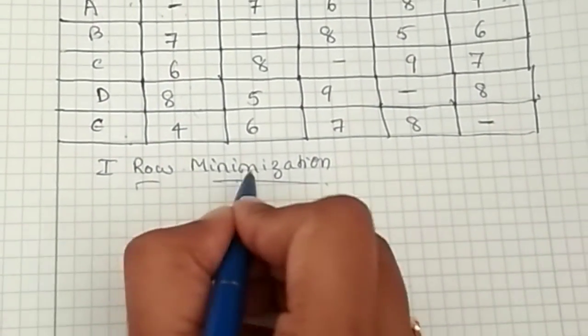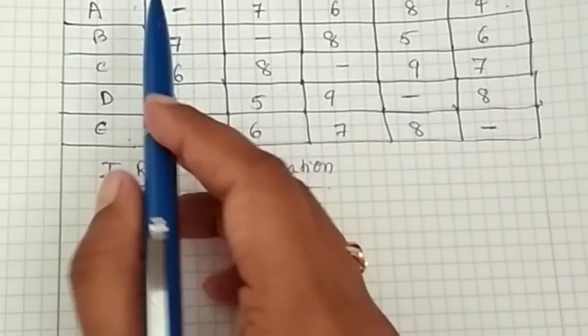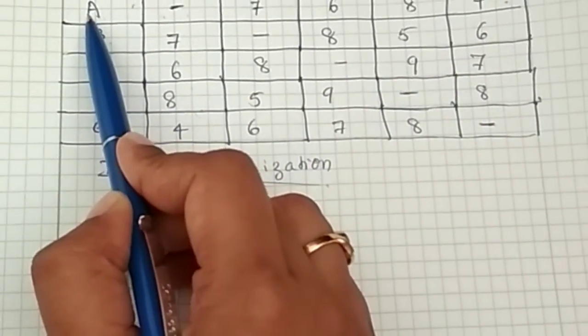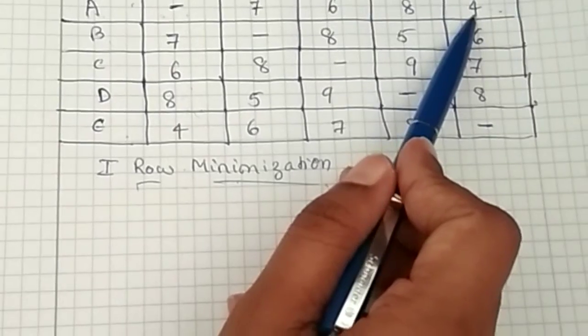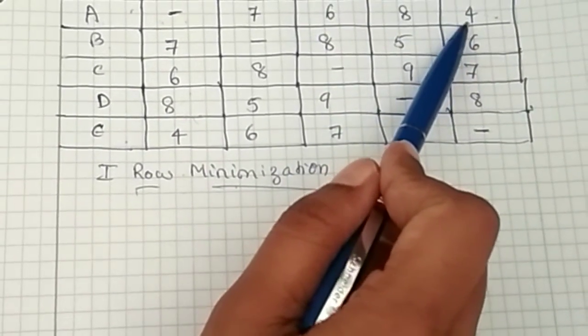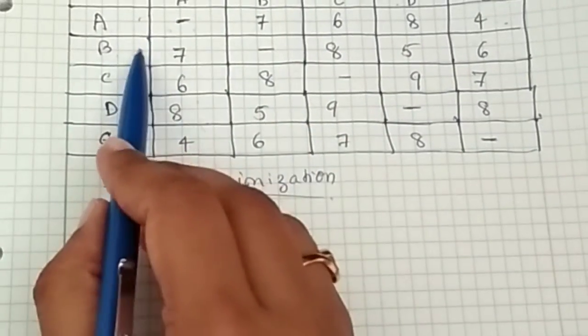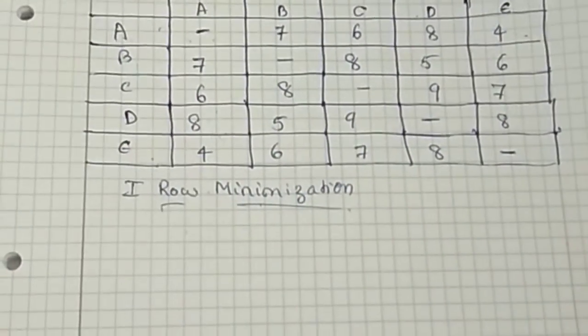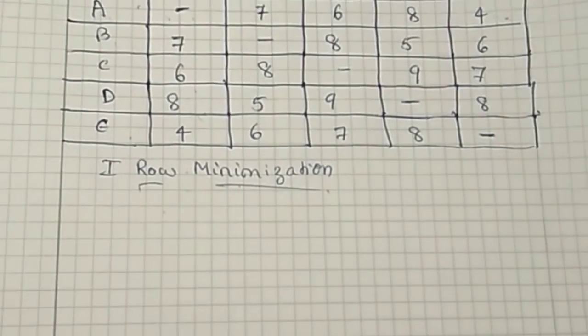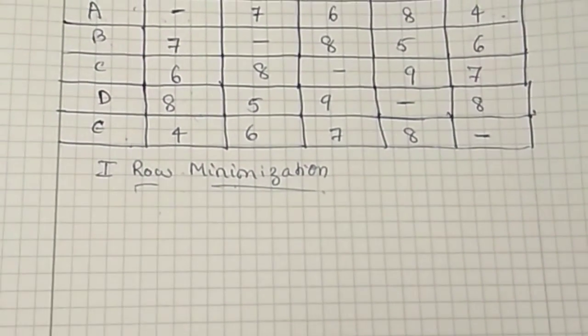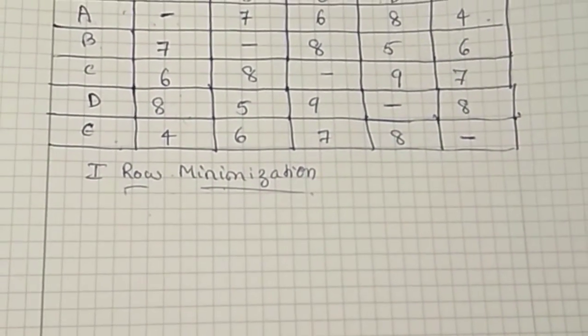In this word itself, it says a minimum value. Let me check row A with its minimum value. The minimum value is 4. So in row minimization, what we will do is check for the minimum value in a particular row and subtract that minimum value from the remaining values.